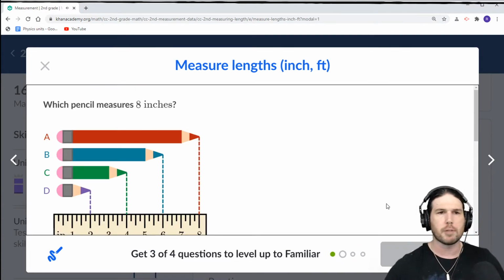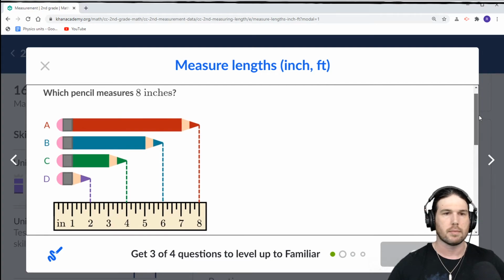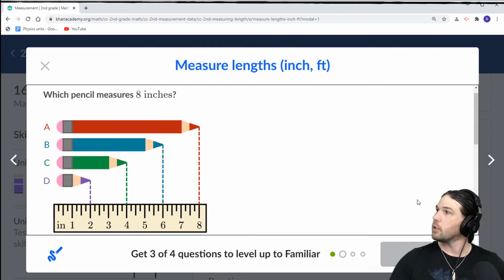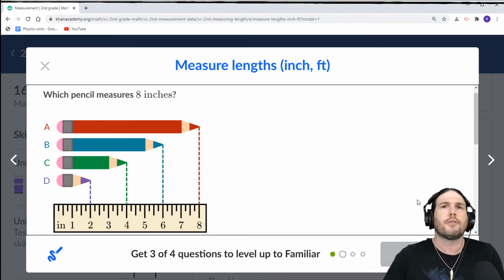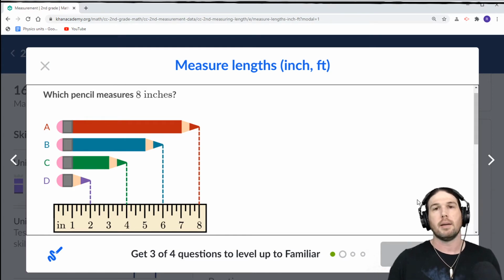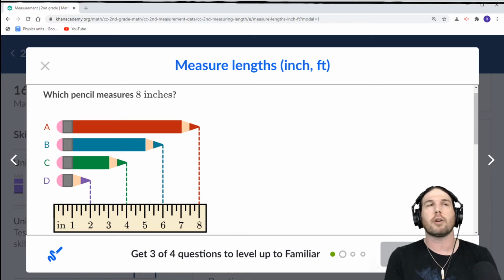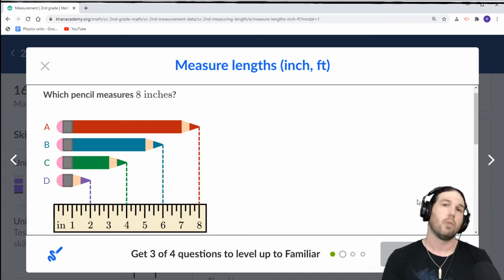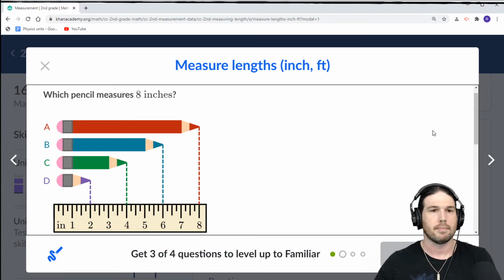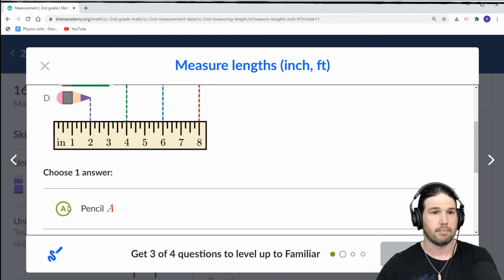Which pencil measures 8 inches? So again, just getting a feel for using the ruler to find measurement or lengths. And this is the same thing we were doing before, except before we were using boxes, right? It was which pencil is 8 boxes long as opposed to 8 inches. Now we are just introducing the idea of common units that we all use, at least Americans. It's the red one, A.